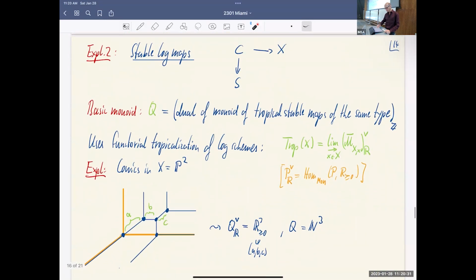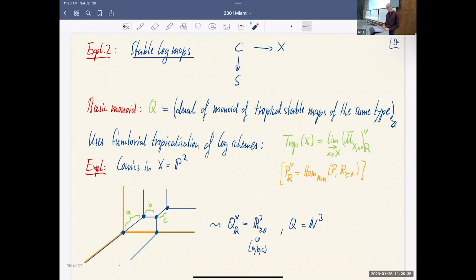And example 2. One of the happiest moments in my mathematical career was that I had the insight that for stable log maps, you can produce the basic monoid as the dual of the tropical moduli space. Whenever you have a diagram like this, a nodal curve with log structure, let's say over a log point, and this is your target, something you would like to define log invariants of, it has a tropical moduli space. So you tropicalize this, and it gives you a length graph, or rather a family of length graphs over the tropicalization of this thing, which is maybe a cone. Well, let's just work locally.